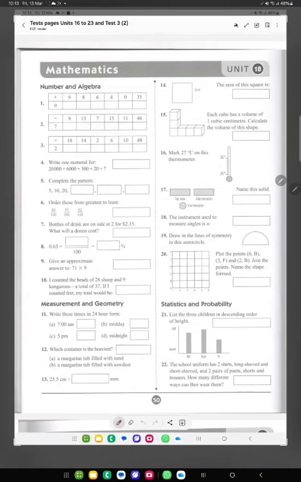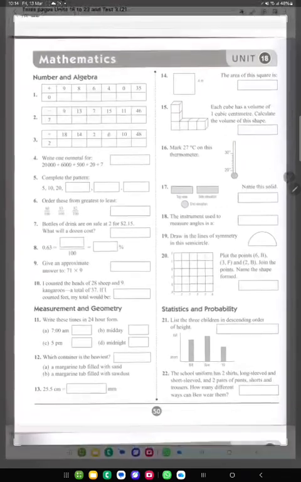This is the Year 5 Excel Unit 18 Mathematics test. I'll discuss the questions one by one. So, ready? Let's do it.